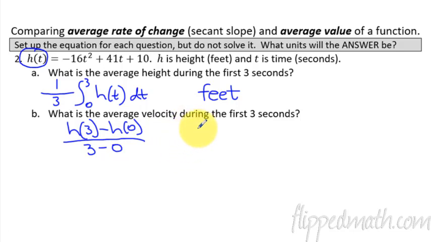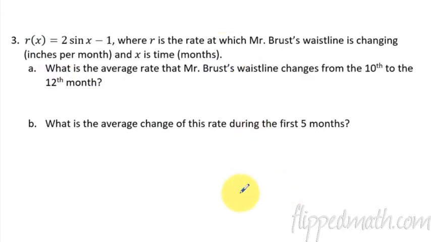This is going to be in feet per second. Feet per second, or in other words, we could say feet/second. It means the same thing. All right, next one. And it's the last one already. Holy cow. All right, so here we've got r of x equals blah, blah, blah, where r is the rate. Now this gets tricky. R is already a rate.